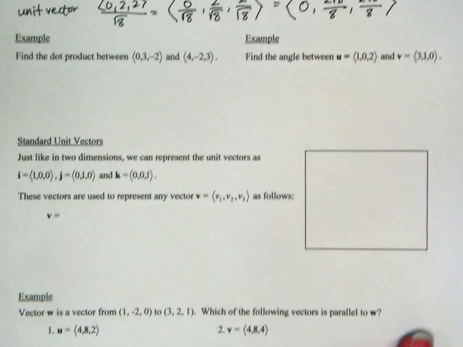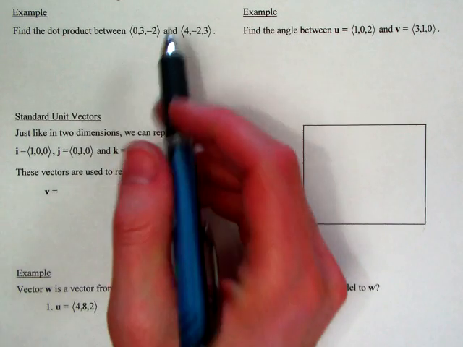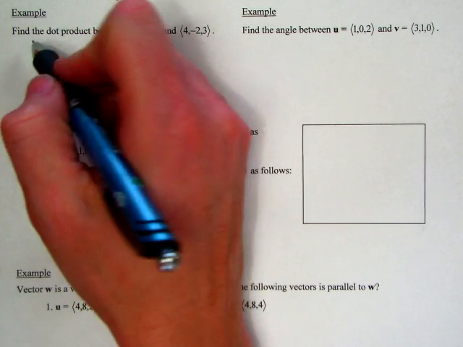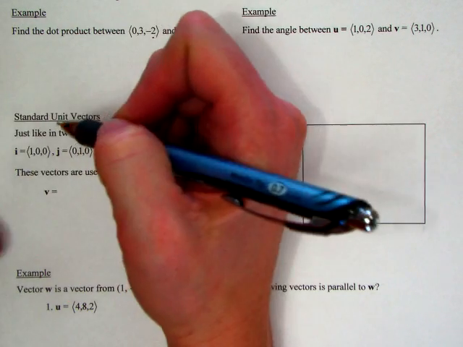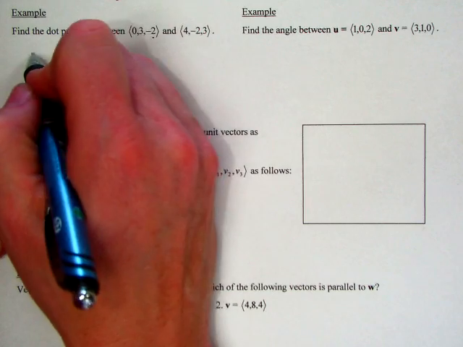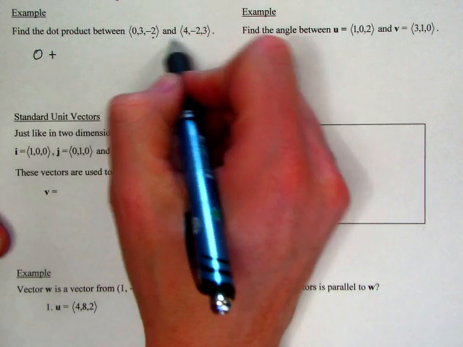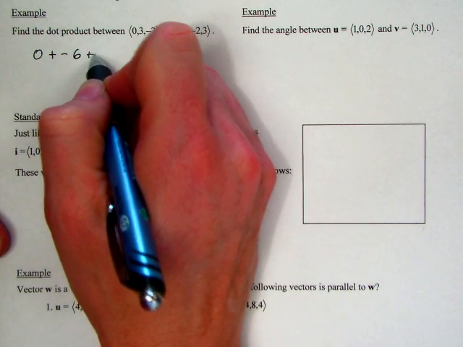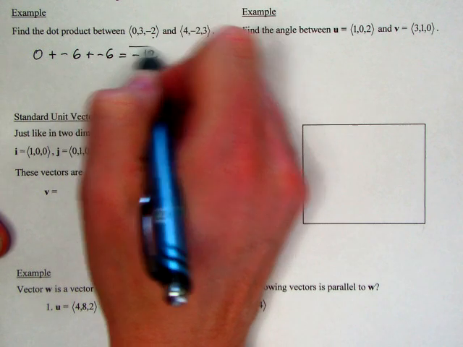Next, we're going to do dot product, same as in chapter 6. You just got one more number to worry about, your z variable. So for dot product, you want to multiply them and then add. So we're going to do 0 times 4, 3 times negative 2, and negative 2 times 3, for a total of negative 12.